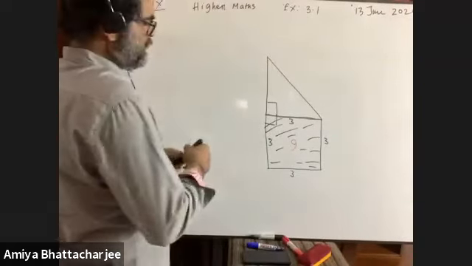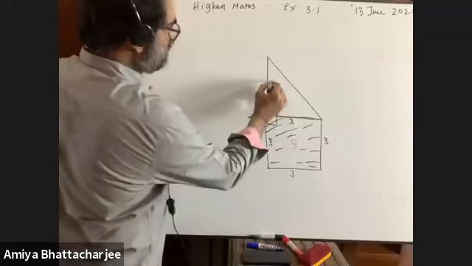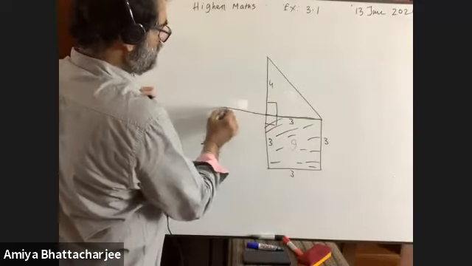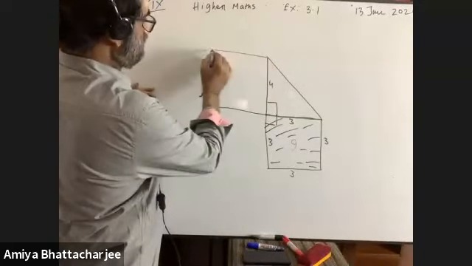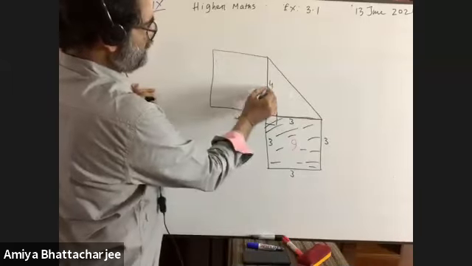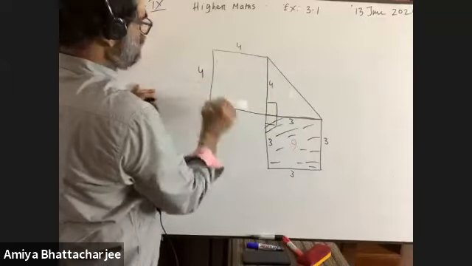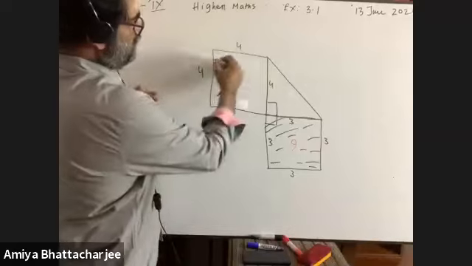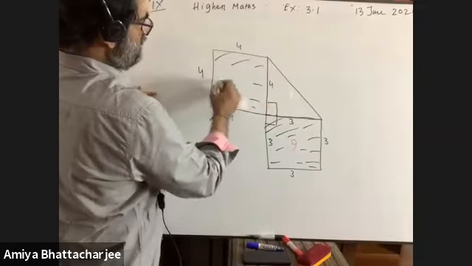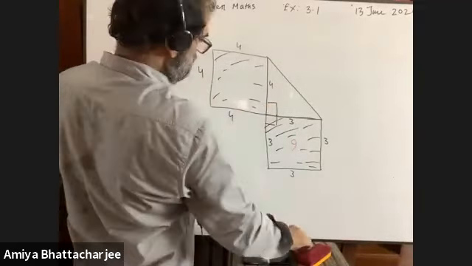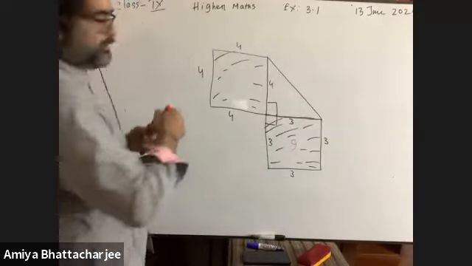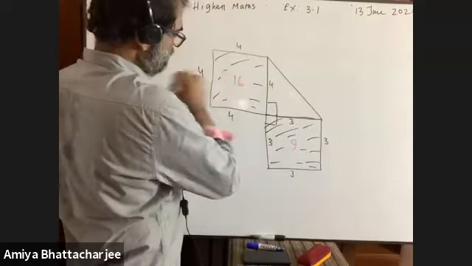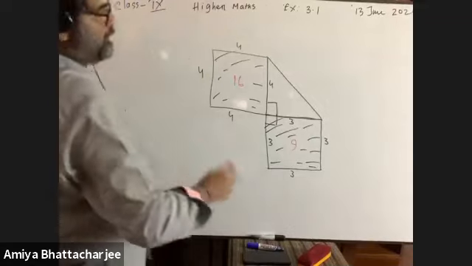Suppose here it is 4. So we can draw a square like this. So this is 4, that means this is 4, this is 4, this is also 4. So what will be its area? 16. Yes, 16. Thank you very much.